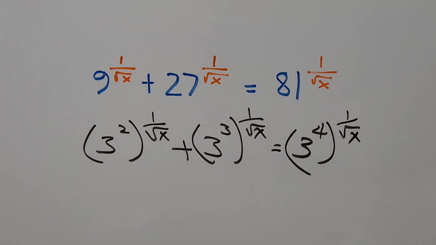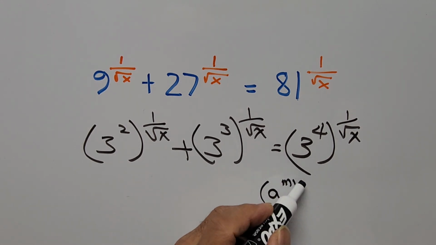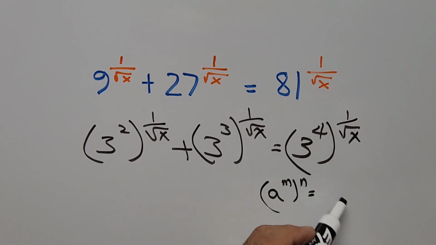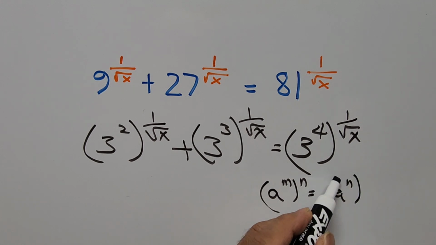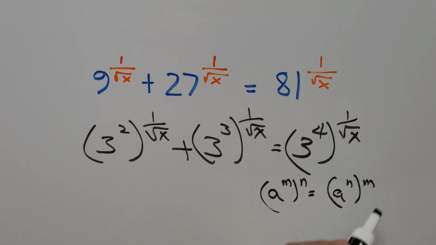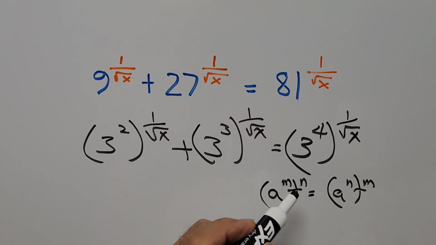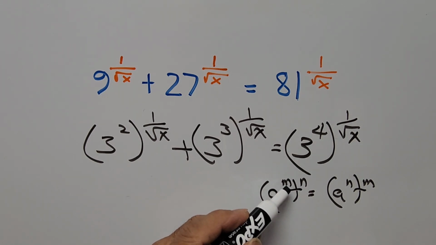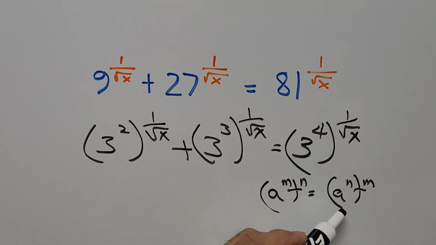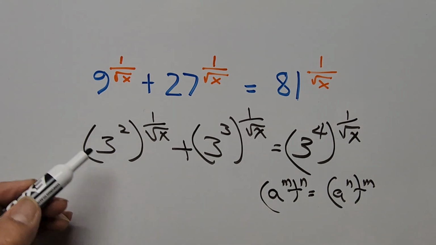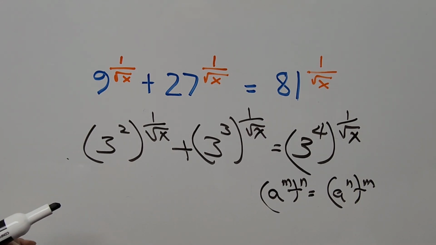So from the exponent formula, if we have, let's say, a to the power of m raised to the power of n, this is the same as a to the power of n raised to the power of m. What do you notice on the exponents? Their places are switched, right? They're switched. Inside the parentheses we have m. On the resulting expression, m is outside the parentheses. So this is what we're going to do in our equation.